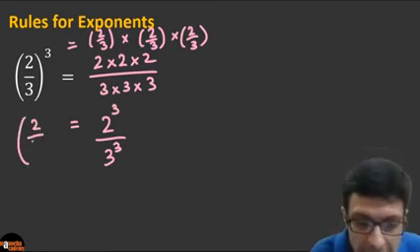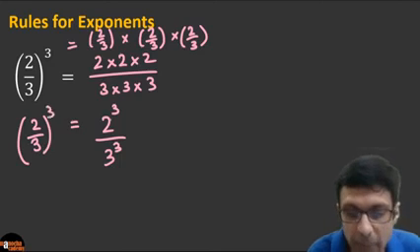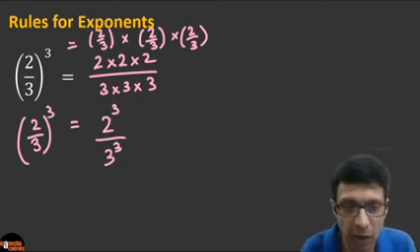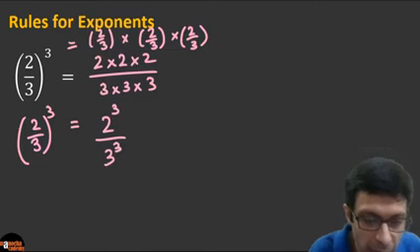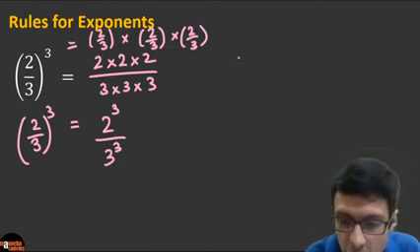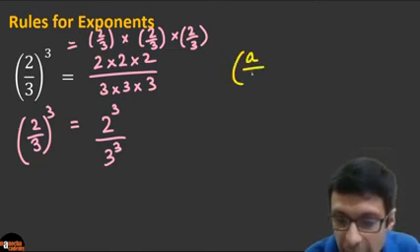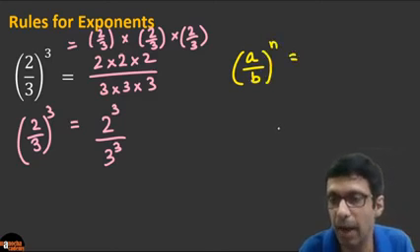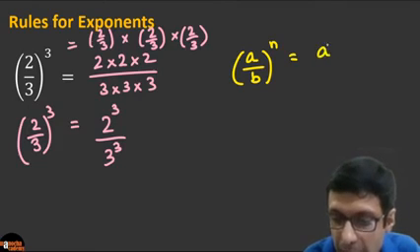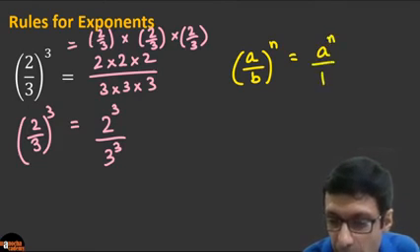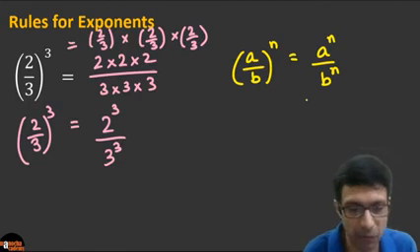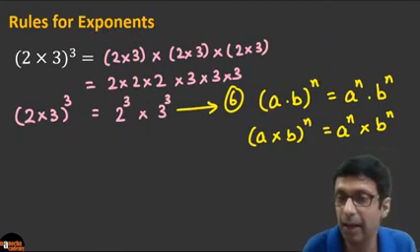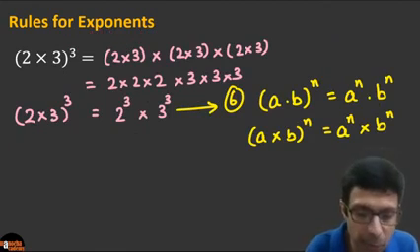So our left hand side, 2 by 3 whole cube, is basically 2 cube by 3 cube. So what is our important conclusion? Very similar to the previous one, right? If you have a fraction form, a by b whole to the power n, it's basically going to be a to the power n by b to the power n, right? Just like there we had a times b to the power n is a to the power n times b to the power n.